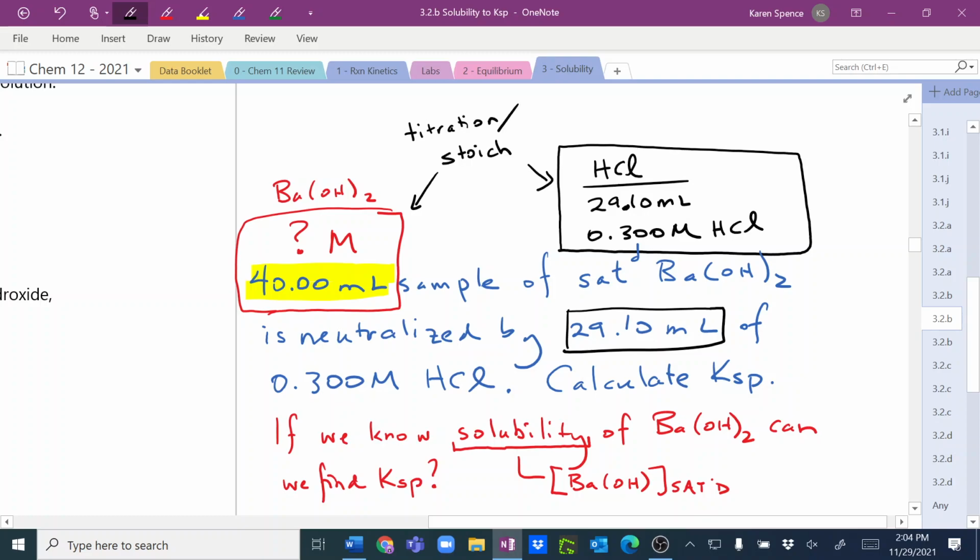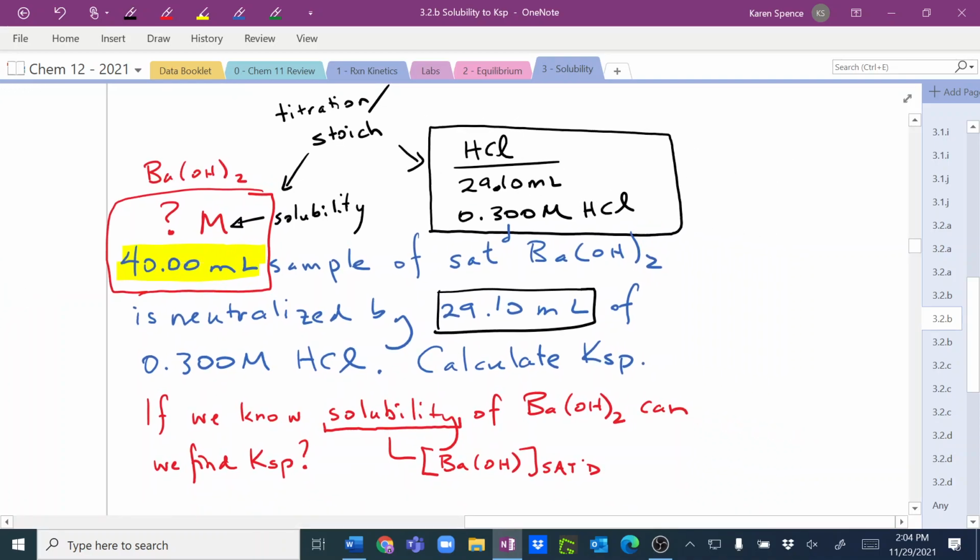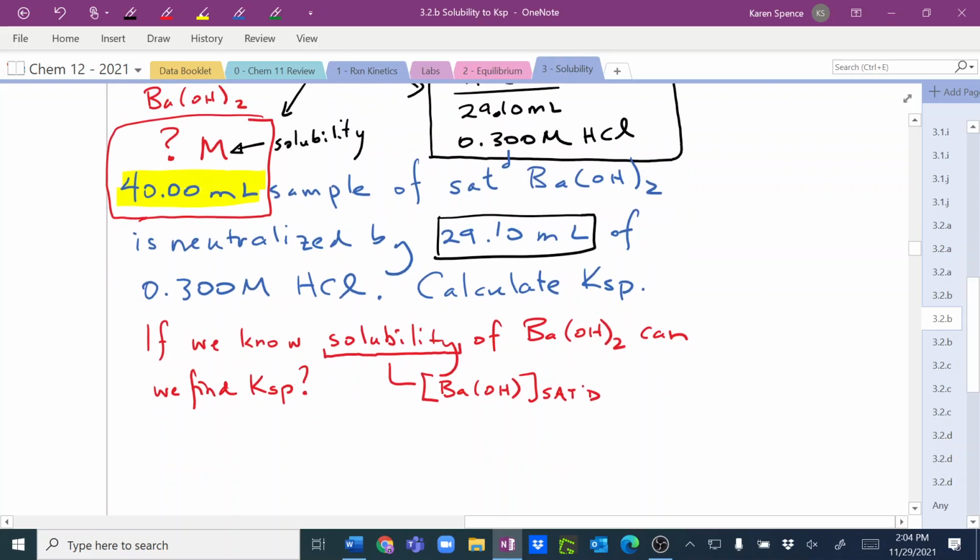And so we're going to do that part first in order to find the solubility. And then once we know the solubility, we can find the Ksp. So it's like a two-part problem. So we are going to start with the titration part. In order to do a titration question, what do you need first? You need a balanced equation.